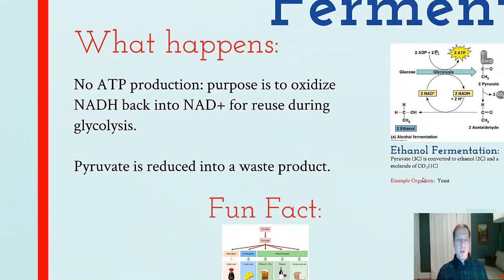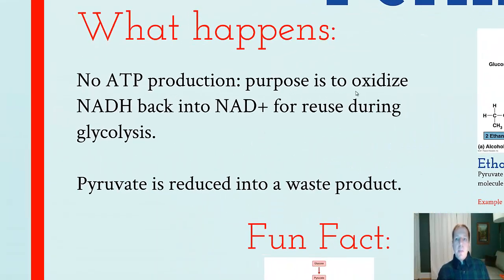Again, if no oxygen is present, the purpose here is simply to oxidize NADH back into NAD+, so that glycolysis can continue. No new ATP is produced during fermentation. Rather, the pyruvate, which is one of the products of glycolysis, is going to be reduced, meaning it's going to accept the electrons from the NADH in order to reset the system to get ready for glycolysis again.